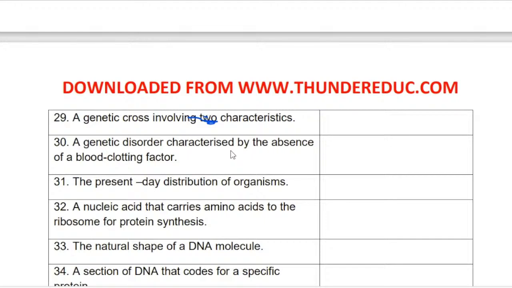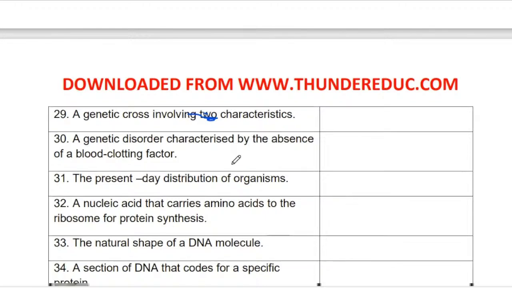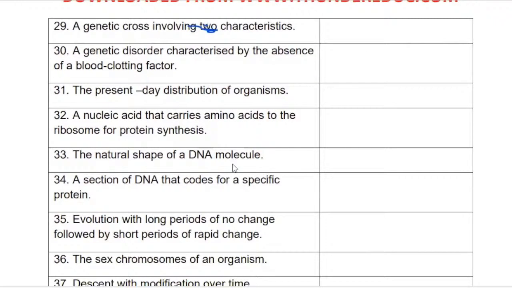Present day distribution of organisms. How do organisms being distributed? We can call it biodiversity. Then the nucleic acids that carry amino acid to the ribosome, transfer RNA. Then the natural shape of DNA, double helix.